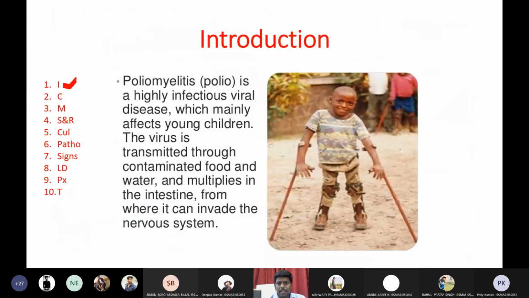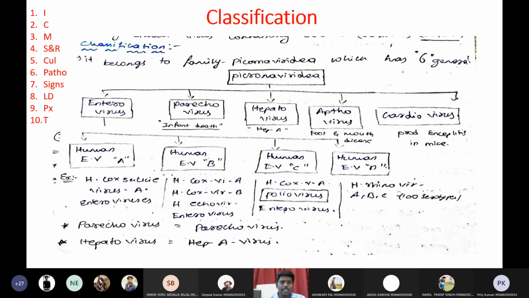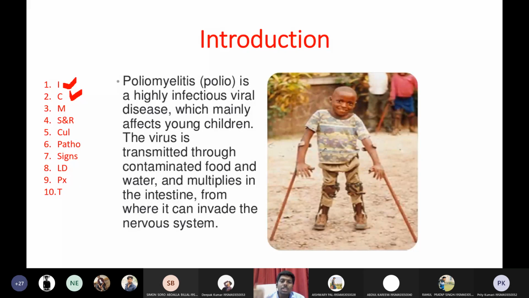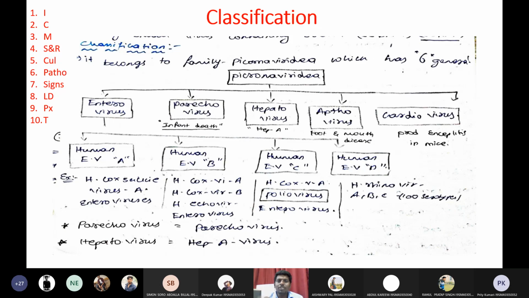Then coming to the classification of poliovirus. My second point will be the classification of poliovirus. How is the poliovirus classified, taxonomically speaking? Now, this classification will be somewhat challenging for you students, but you must get ready for classifications. We have plenty of classifications in virology. Our poliovirus belongs to the family Picornaviridae.